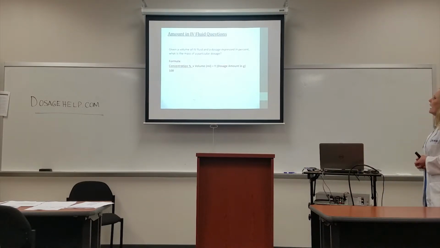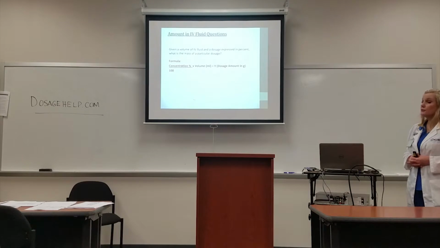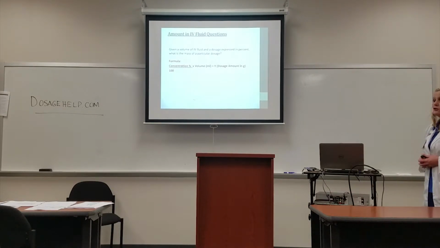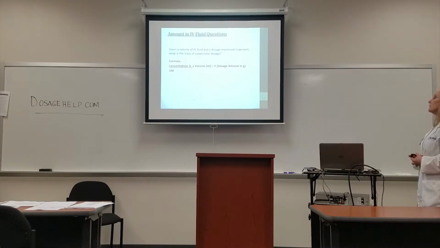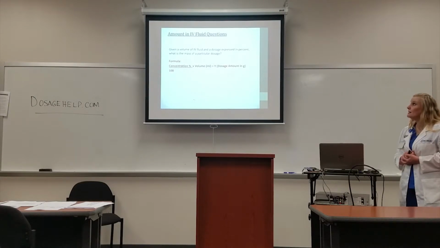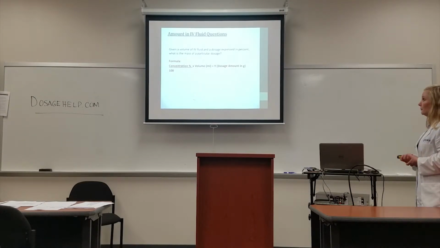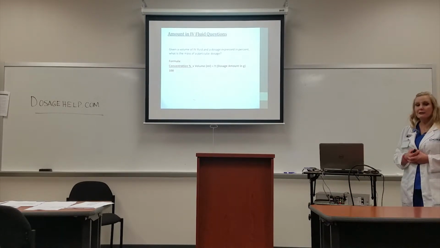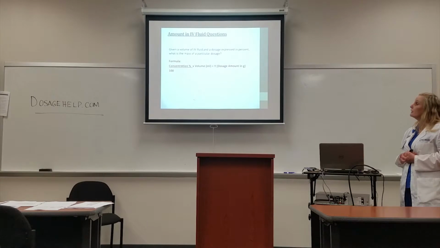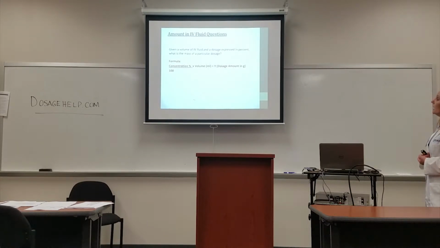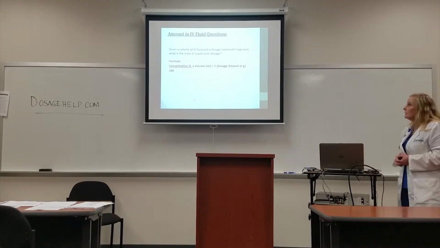Now we're going to do amount in IV fluid questions. Given an amount of IV fluid, this is fluid concentration. There are several different types, but just pay attention to what the question is asking and you can't go wrong. Given an amount of IV fluid and the dosage expressed as a percent, what is the mass of the particular dosage? My formula is always my concentration percentage divided by 100. The 100 remains stationary. It does not move for this particular calculation. Times the volume in mL equals my Y, which is always going to be in grams.